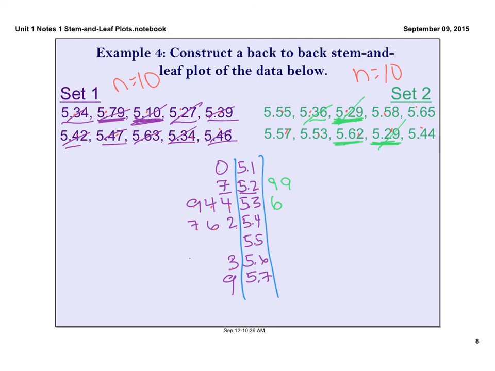5.4. I have 5.44, so I have a 4 for a leaf, and that's all that goes there. Then the next one, 5.5. There's a whole lot of data in this one. I've got 5.55, 5.58, 5.57, and 5.53. So I have a 3, a 5, a 7, and an 8. 3, 5, 7, 8.